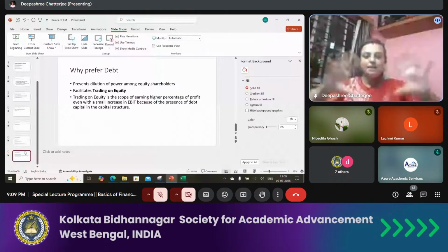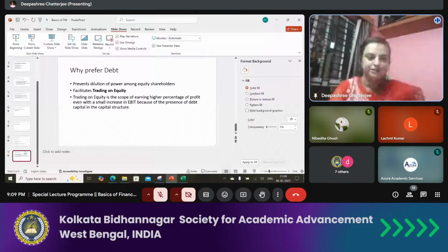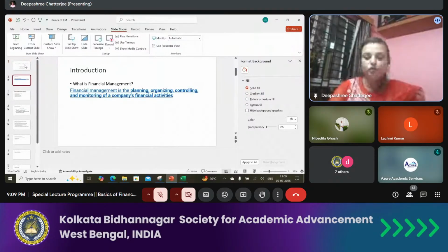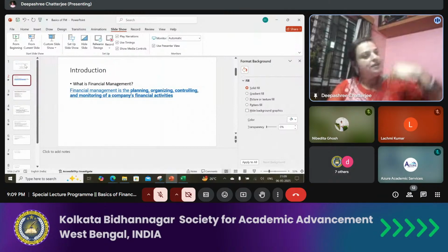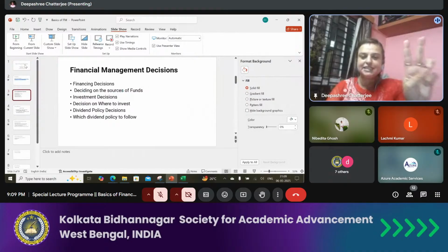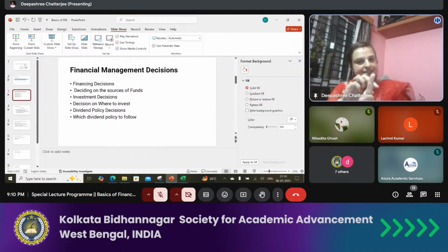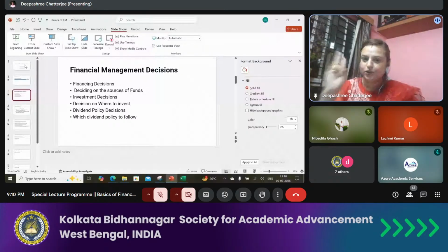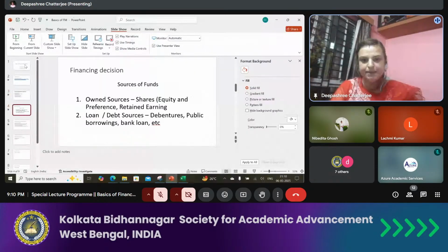This is all about the basics of our financial management. So what we have studied, just a gist and a recapitulation: we have understood what financial management is, which is basically the management of finance. Financial management involves three major decisions: regarding financing, that is sources of funds; regarding investment, once we have taken the funds, where we will invest; and the third decision is how we will distribute the dividend, that is the profit that we have earned. These are the three main decisions required in financial management.